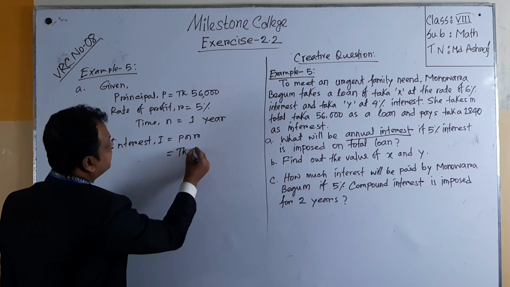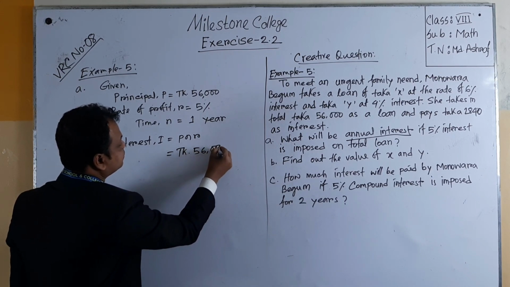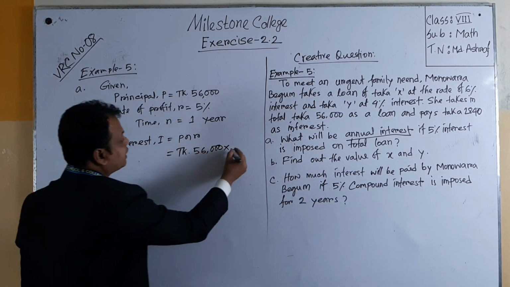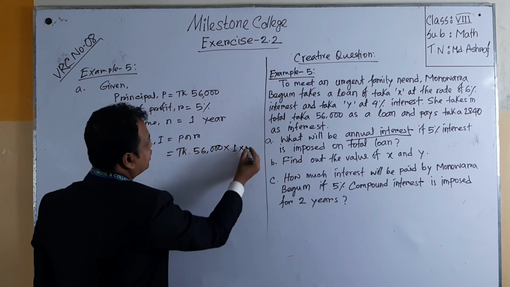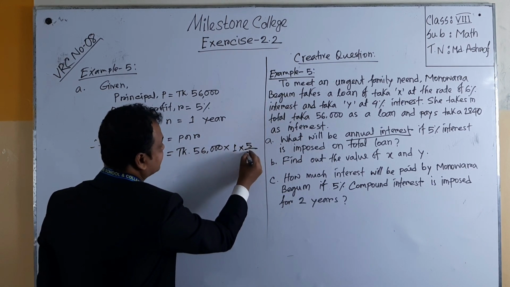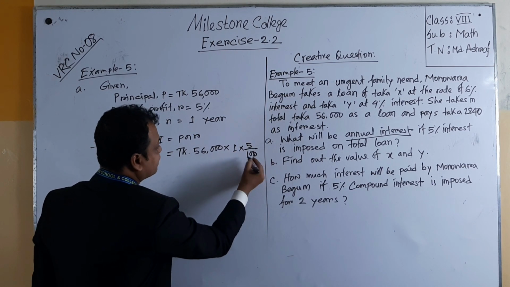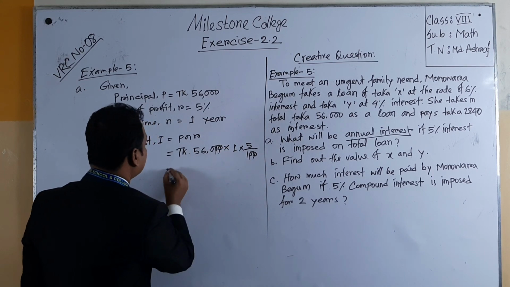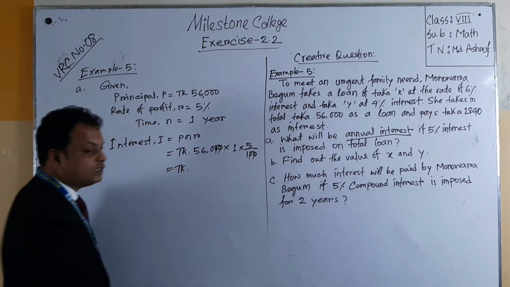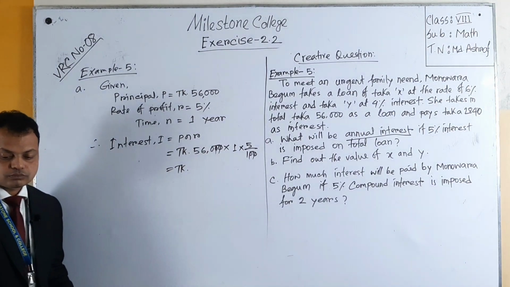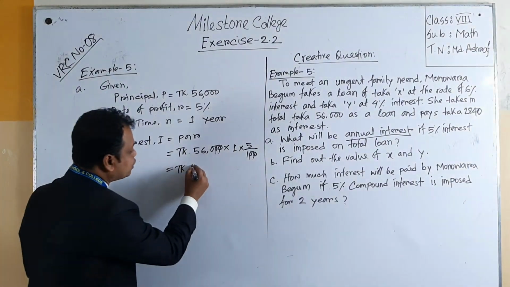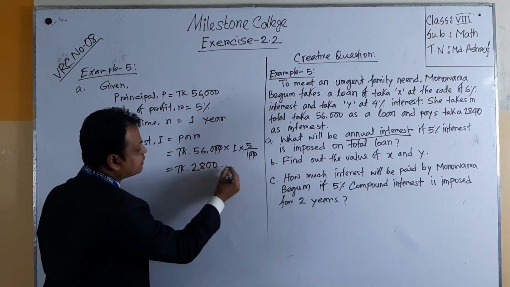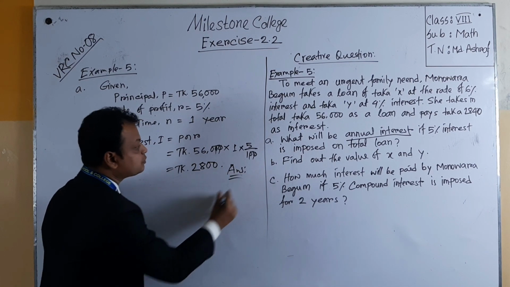So P will be taka 56,000, N will be 1 year, and R will be 5%, that means 5 divided by 100. So we can calculate this by dividing by 20. What amount will we get? Taka, you can calculate it on your own. It will be 2,800. So this is the answer.